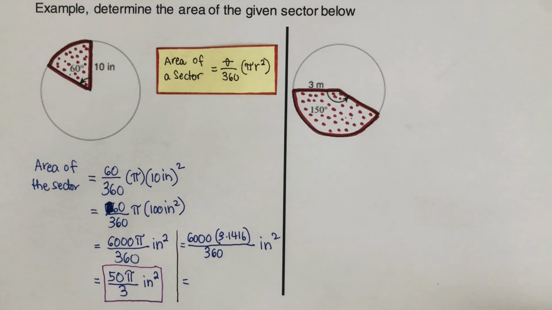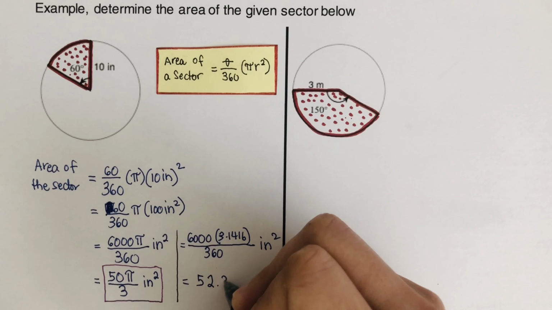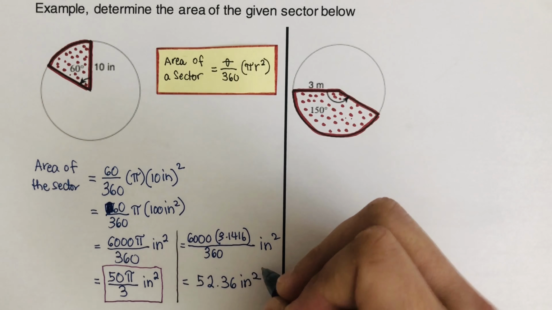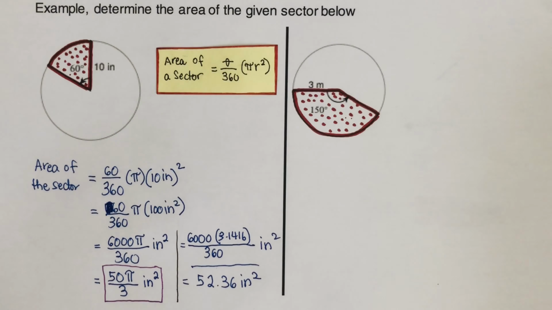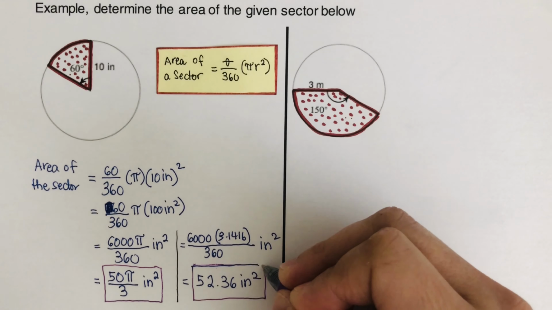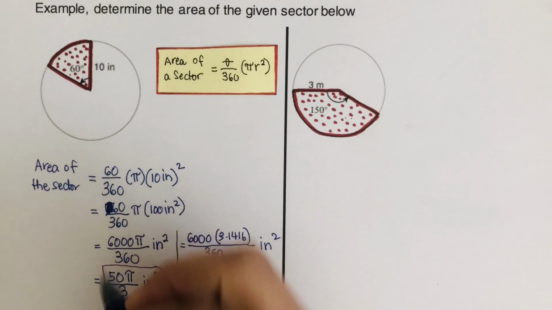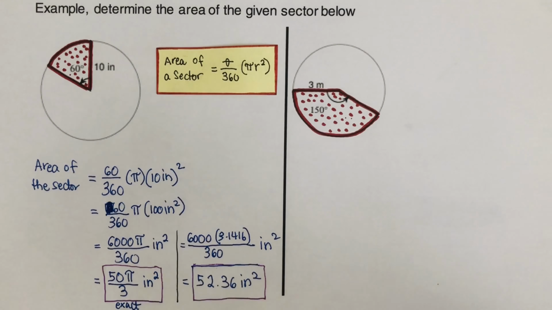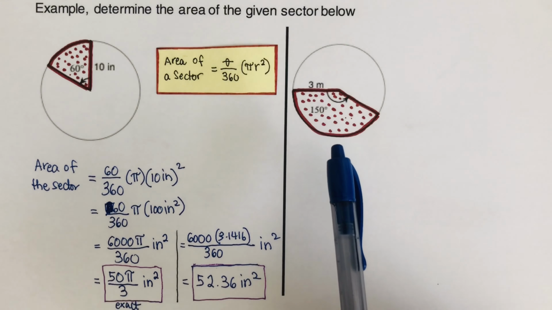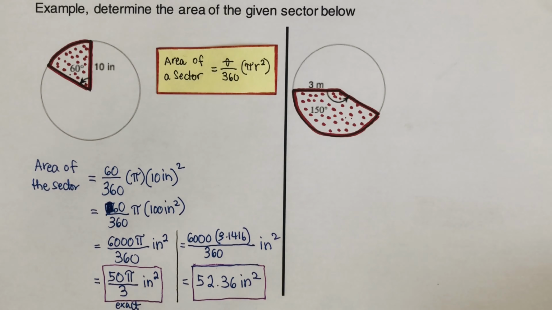If you use the calculator on this, rounded off, that would be 52.36 inches squared. This is our decimal version. Again, if we say exact, it has the pi in it, since pi is irrational, so just keep it as pi. This is the decimal version. At this time, I would encourage you to pause this video and try this problem out on your own. When you're done, check your answer.